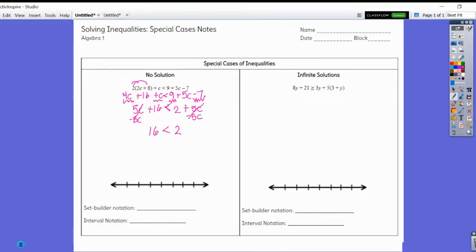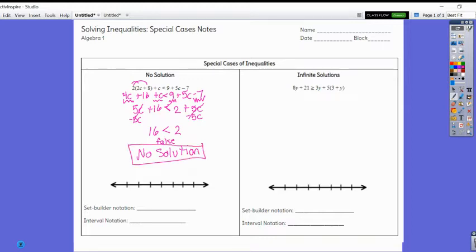When you take a look at that, ask yourself, is 16 less than 2? If I have $16, do I have less than somebody who only has $2? Well, no, we don't. That is a false statement. So any inequality that you get once your variables have all canceled, if it is false, this clues you in that you have no solution for that problem.